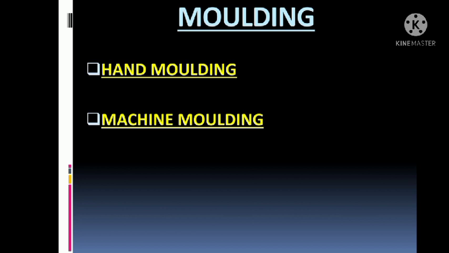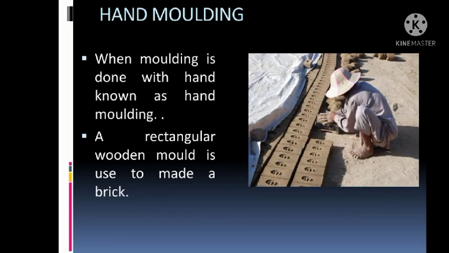Next is molding. Two types of molding: hand molding and machine molding. What is molding? Molding is giving the structure of bricks to the material. First is hand molding. When molding is done with the hand, it is known as hand molding. A rectangular wooden mold is used to make a brick.